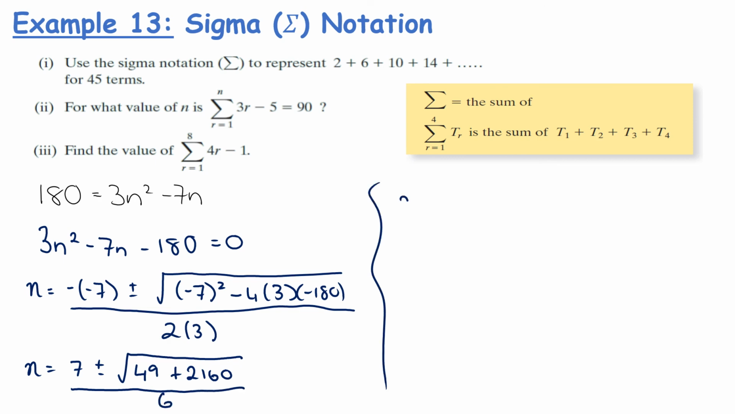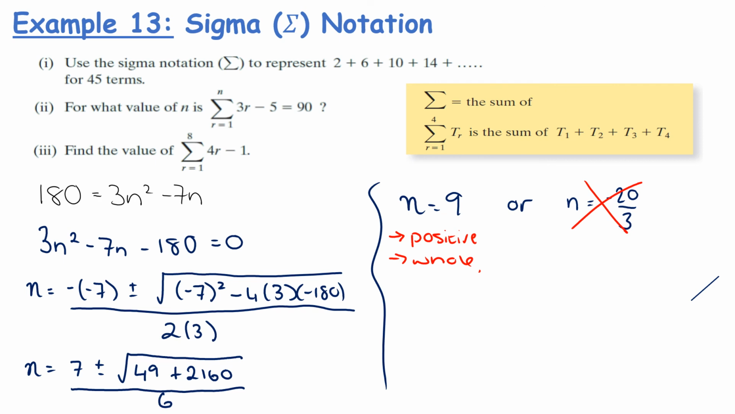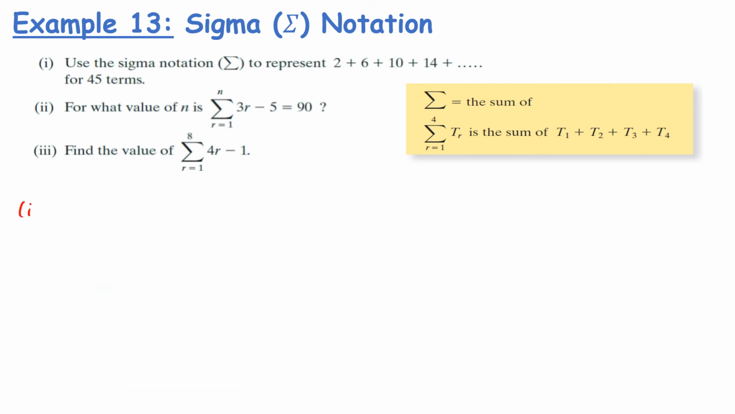You can put that straight into the calculator if you want. So we're going to have 7 plus the square root of 49 plus 2160, all over 6, and we get n equals 9. Or doing the one with a minus, we end up with n equals minus 20 over 3. It cannot be this answer because n must be positive and whole, because remember it tells us which terms, and that's our answer. We figured out that n in that case must be 9. So although we've been given that sigma, we need to be able to convert that into an Sn to work with it. So let's do part 3.